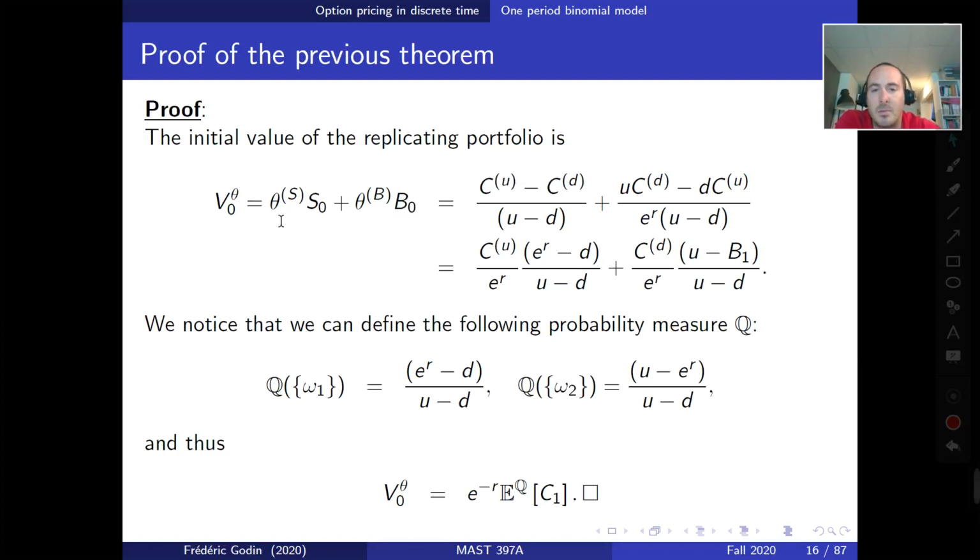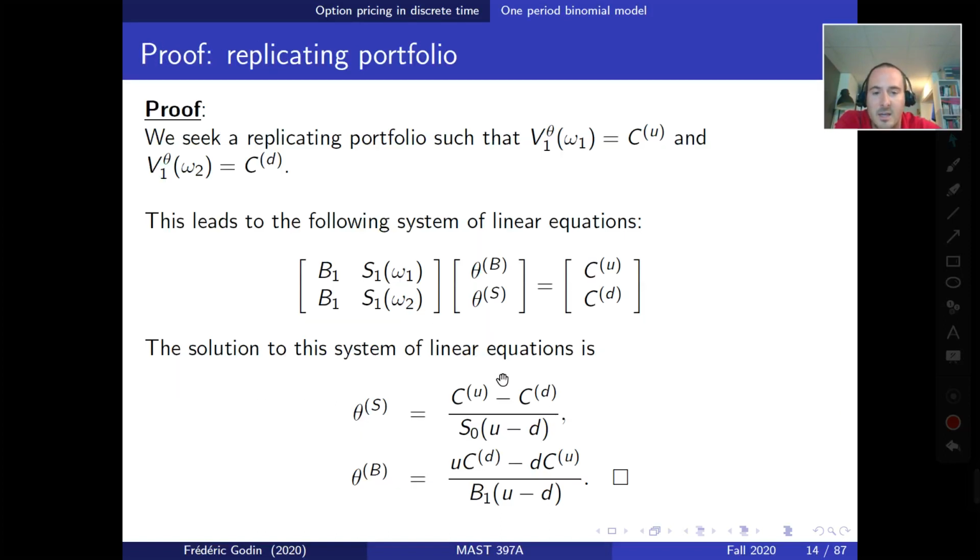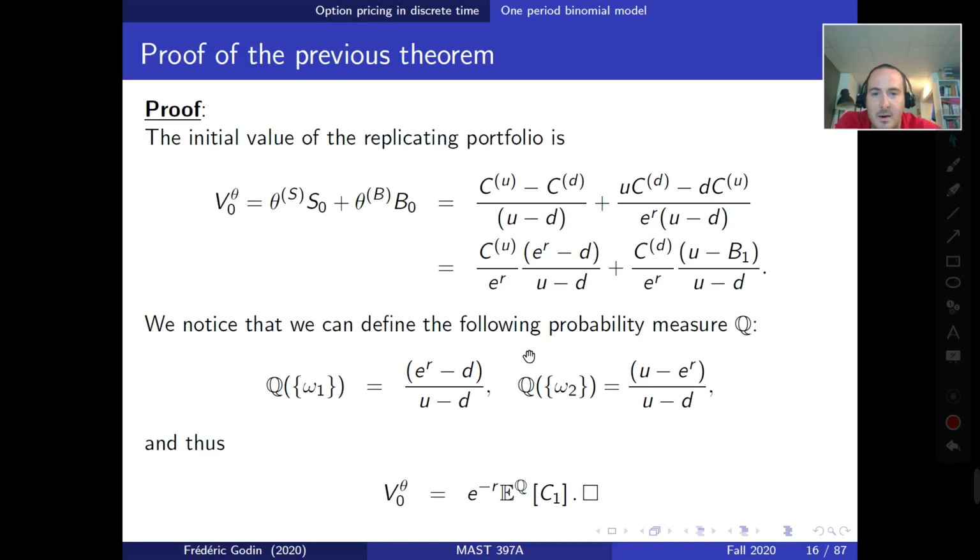And here we can replace theta S and theta B by their respective values. So we go back a few slides, take these values, copy them, and paste them here instead of theta S and theta B. So this is just substituting theta S and theta B from the last theorem.